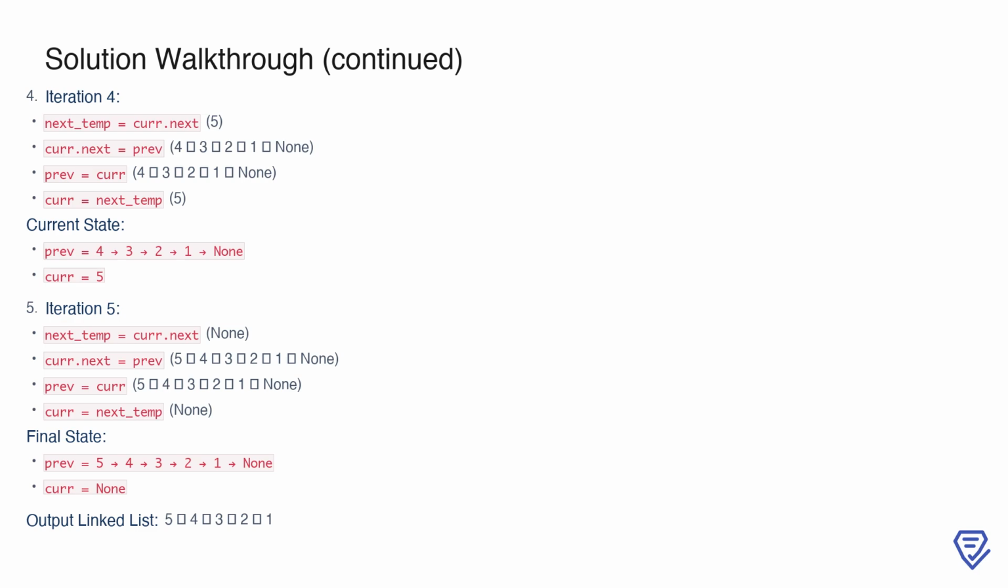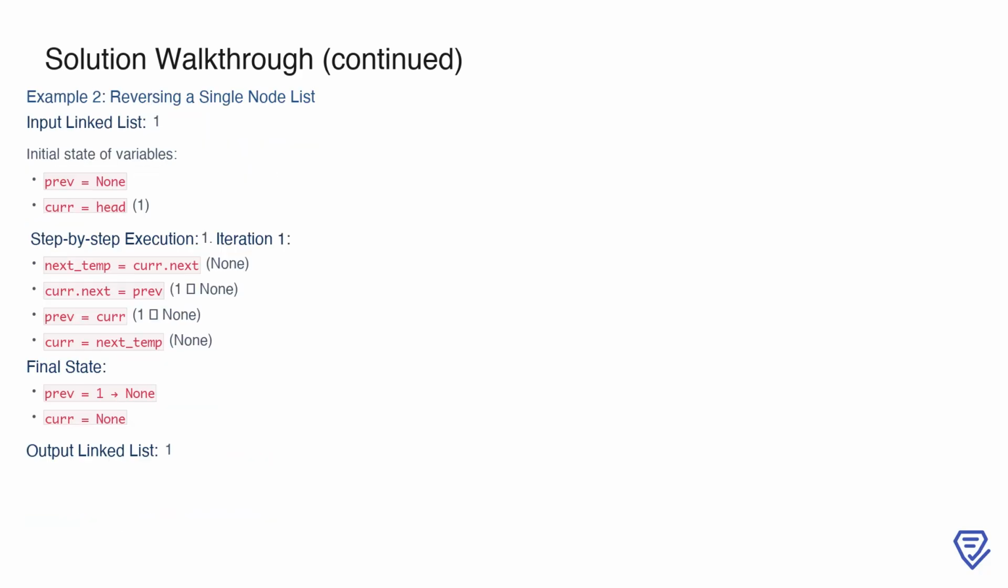In the fifth and final iteration, we store the next node, none, in next_temp. We reverse the current node by pointing cur.next to previous, making 5 point to 4321 none. Finally, we update previous to 54321 none, and cur to next_temp, which is now none. At this point, the loop ends, and the reversed linked list is 54321, with previous pointing to the new head of the list. Now, let's look at an example with a single node linked list.